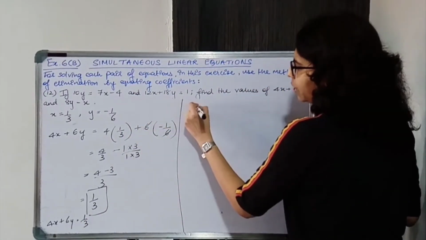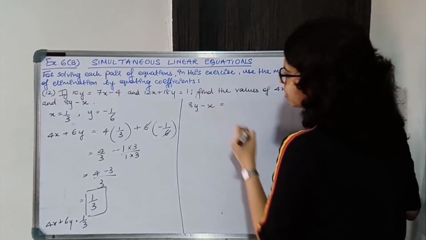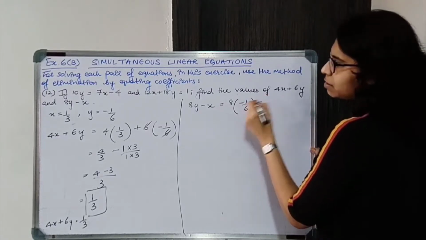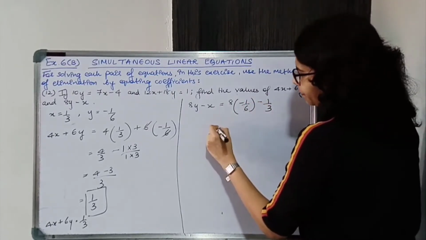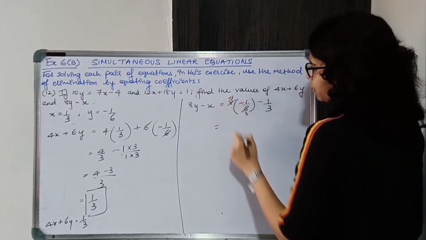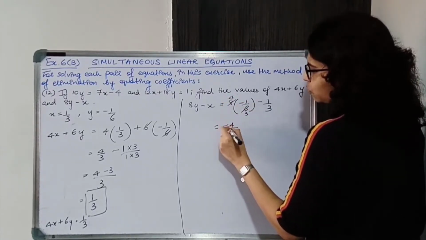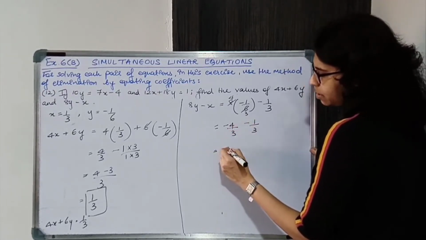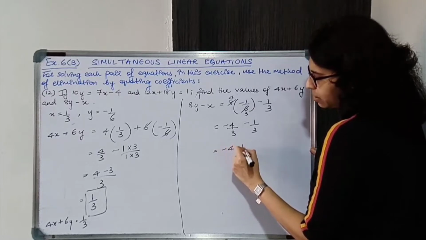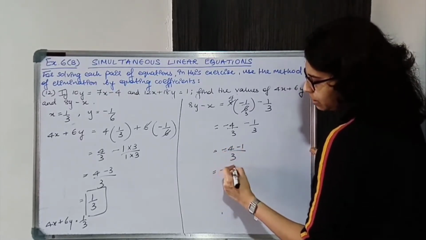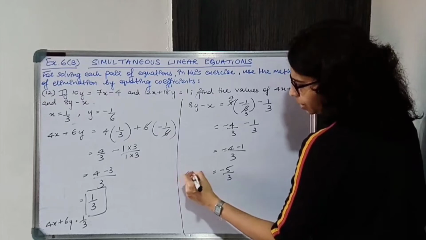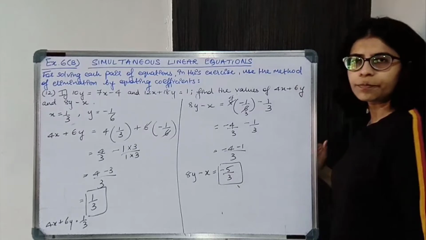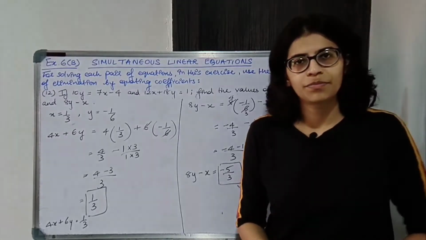Now finding the value of 8y minus x. So it is 8 into minus 1 by 6 minus x is 1 by 3. So 2 3s are 6, 2 4s are 8. 4 into minus 1 gives minus 4 by 3 minus 1 by 3. The denominator is the same, so we can add the numerators. Minus 4 minus 1 by 3, so that will give minus 5 by 3. So 8y minus x is equal to minus 5 by 3. Okay, so we found the values.